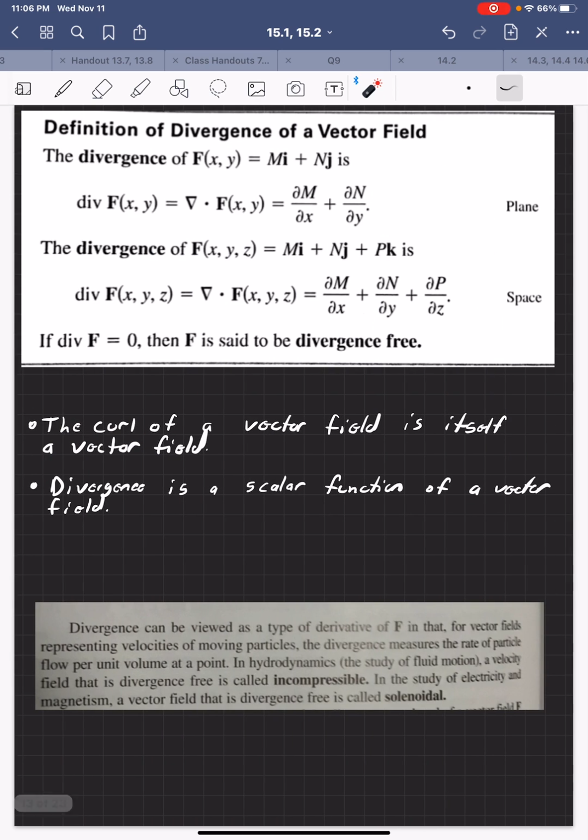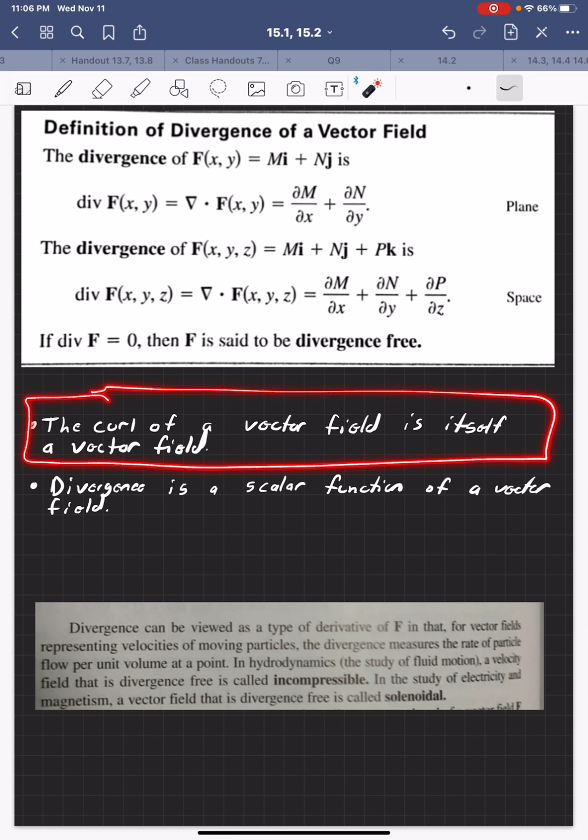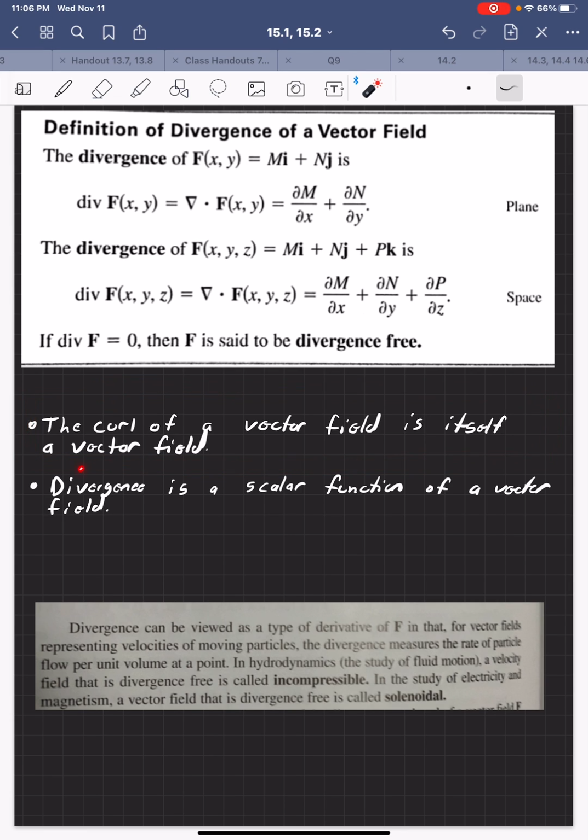The last topic is again a topic that they don't offer a geometric interpretation of. It comes later, so I'm just going to do my best. It's the idea of the divergence of a vector field. I'll try to make a few statements here. The curl of a vector field is itself a vector field. Now, the divergence is a scalar function of a vector field.